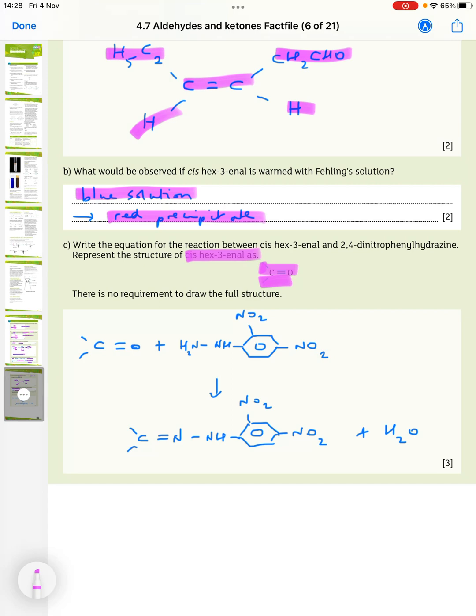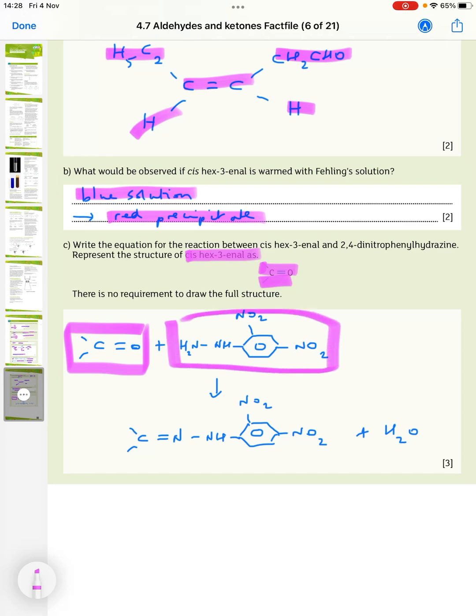So it says there's no requirement to draw the full structure, which is quite useful. So there it is, and then this is your dinitrophenylhydrazine, and then you see here with this nitrogen the bond breaks and you end up with it joined to the carbon there, and you get your hydrazone. So 3 marks for that.